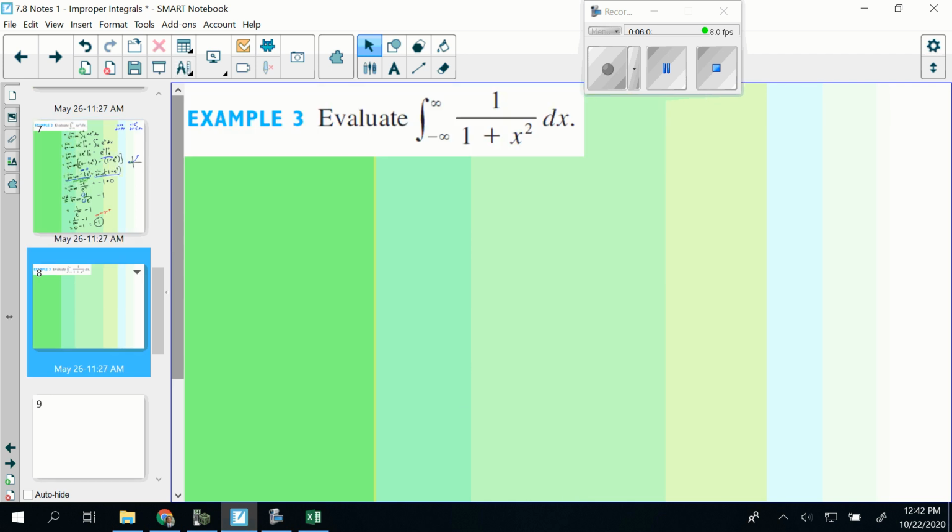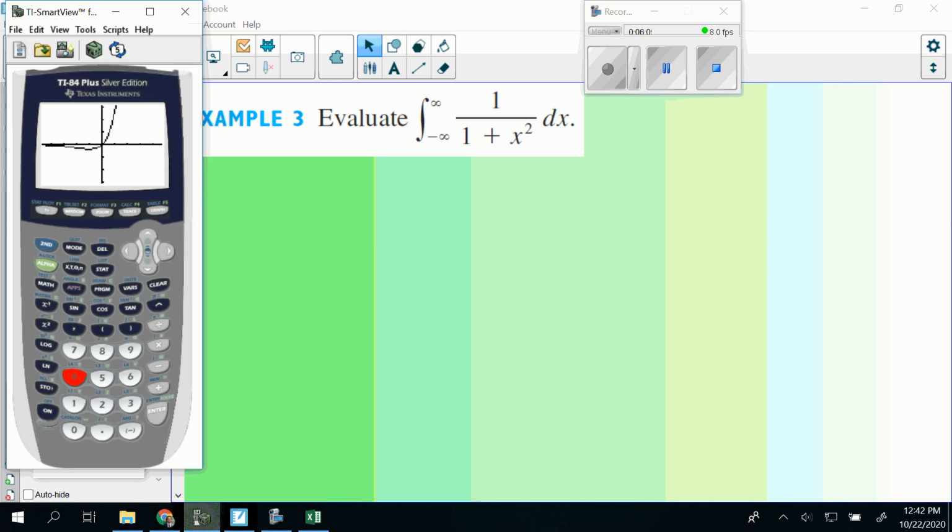Next one, evaluate this one from negative infinity to infinity. So here, if you got infinity on both, we want to pick something in the middle that we can split this up into 2. So I'm going to graph this one out here quick. We got 1 over 1 plus x squared.